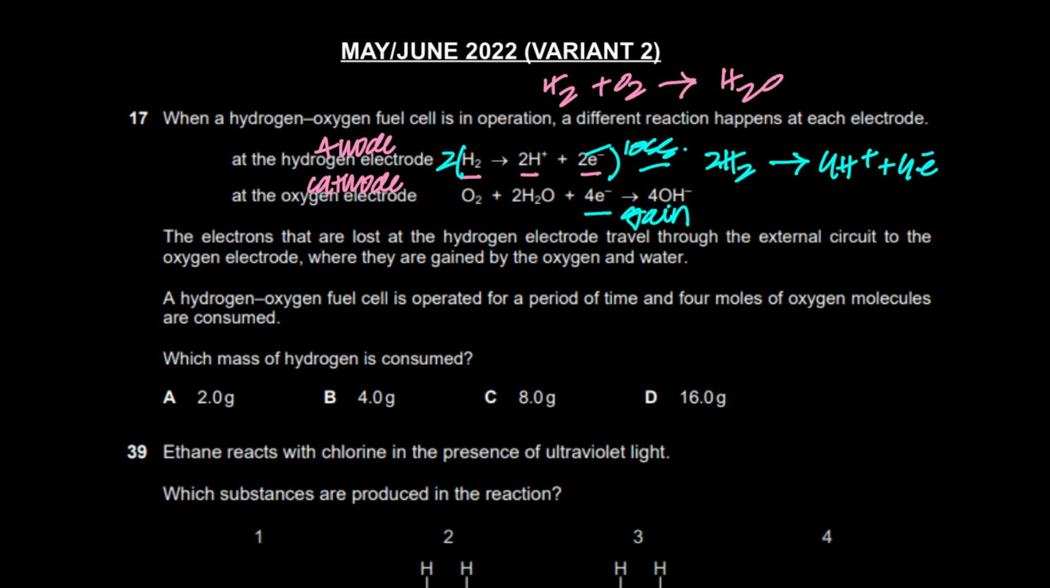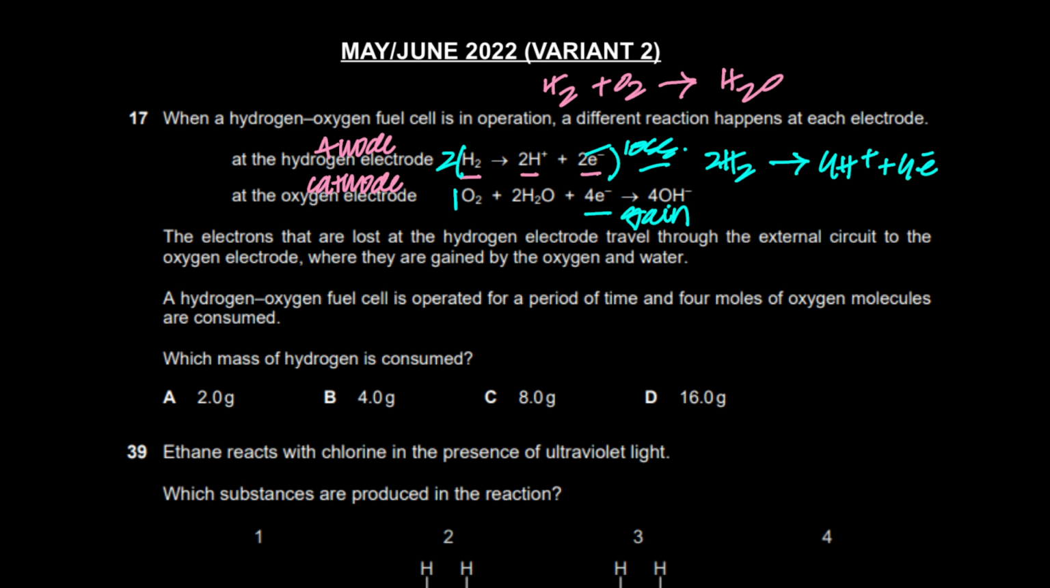So it's saying a hydrogen oxygen fuel cell is operated for a period of time and 4 moles of oxygen molecules are consumed, right? So 4 moles. So this is 1 mole of oxygen, and he's saying that 4 moles of oxygen are going to be consumed. So this reaction is going to take place 4 times, right? It says which mass of hydrogen is consumed. What is the mass of hydrogen being consumed? Pretty easy to do this.